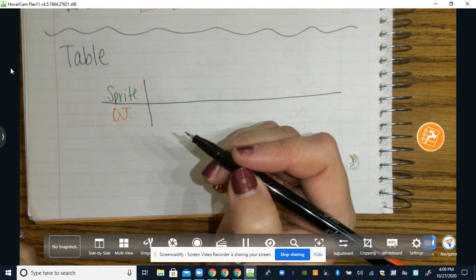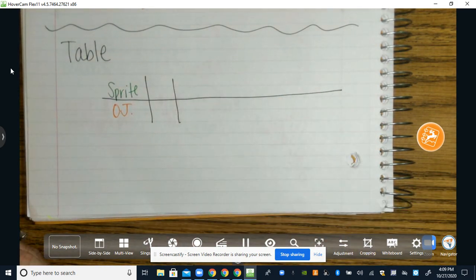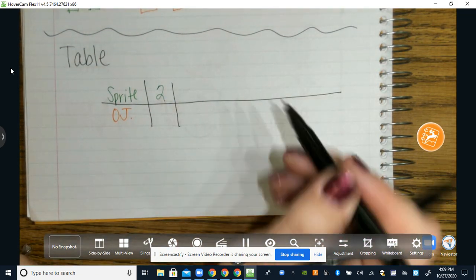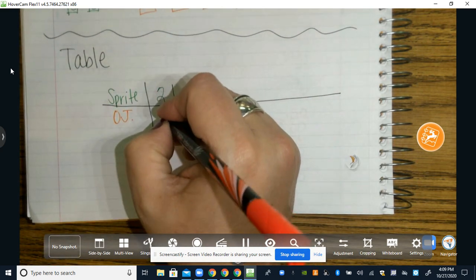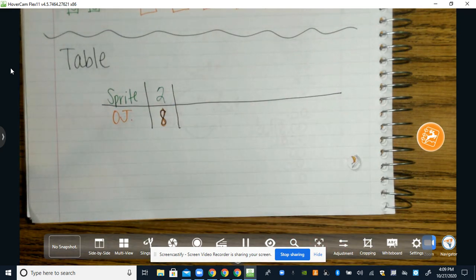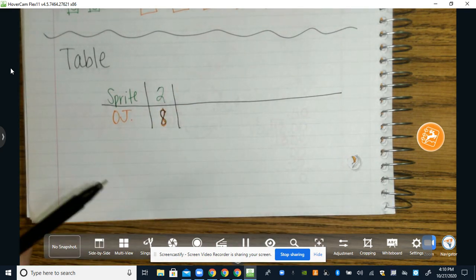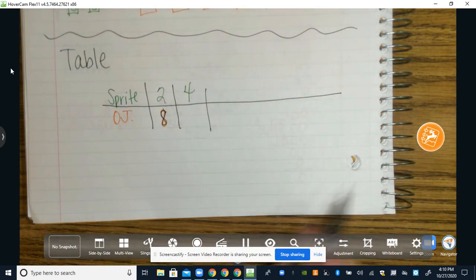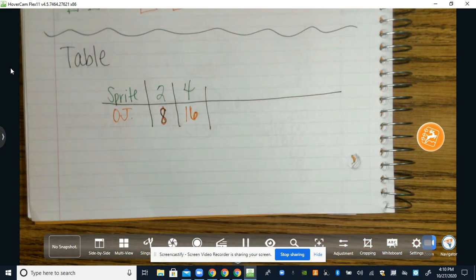Okay? Now, what do I know about Sprite and orange juice? Well, I know that I need 2 cans of Sprite for every 8 jugs of orange juice. All right? So, if I double this recipe, I would get 4 cans of Sprite and 16 jugs of orange juice.